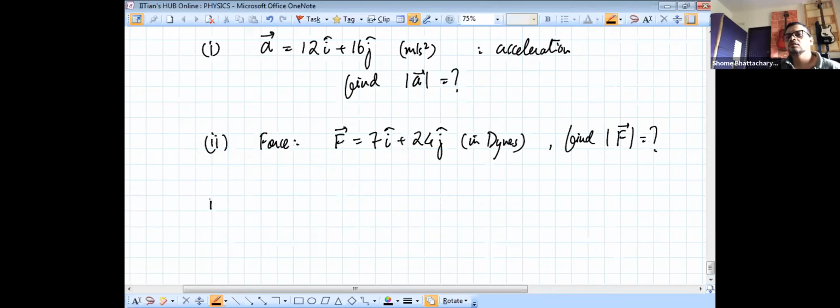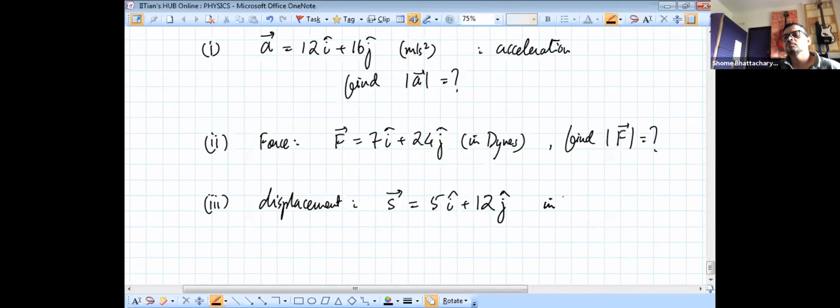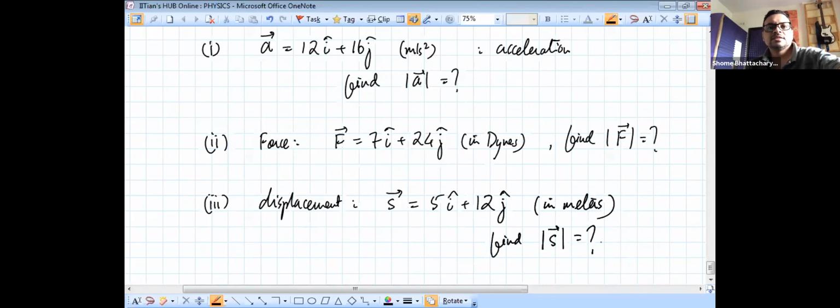And third, let us say some displacement is given to us. S as, let's say, 5 i cap plus 12 j cap in meters. So you have to find the magnitude of displacement. So just use the formula we've discussed just now and apply it to each of these and find out each of these. Give me the answers quickly, people.